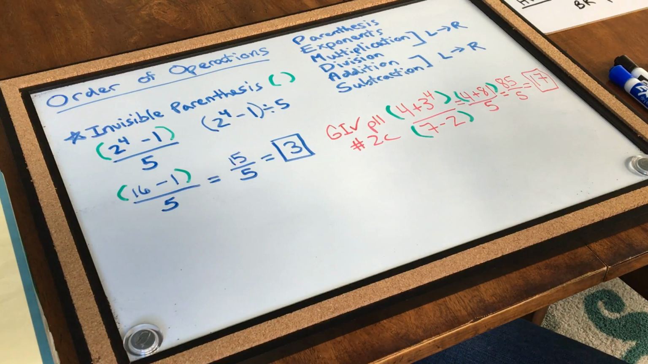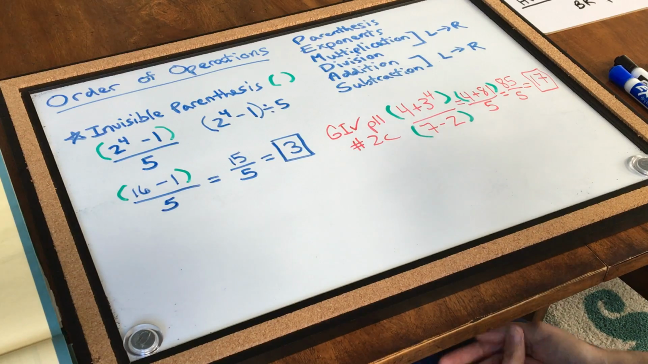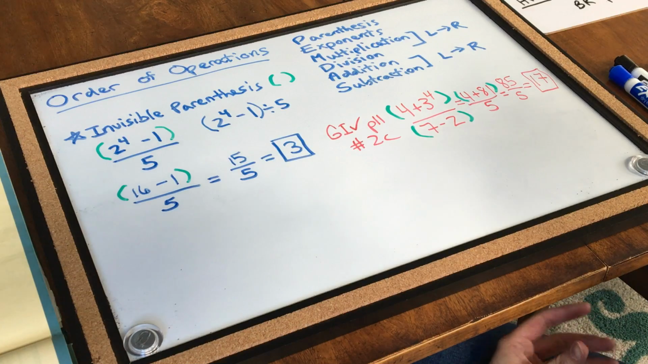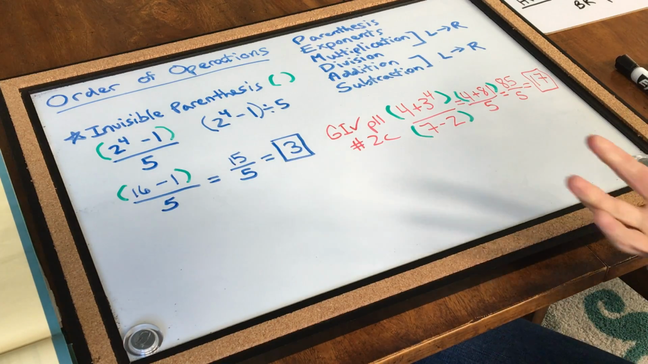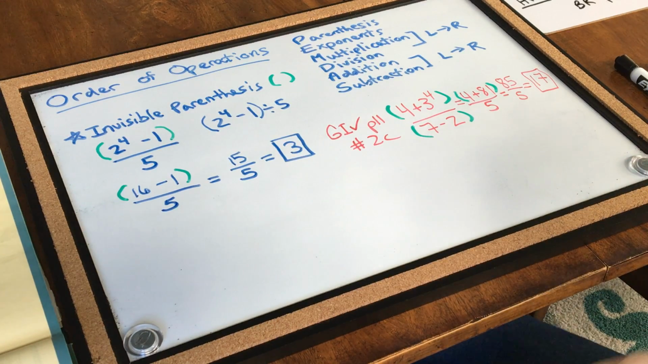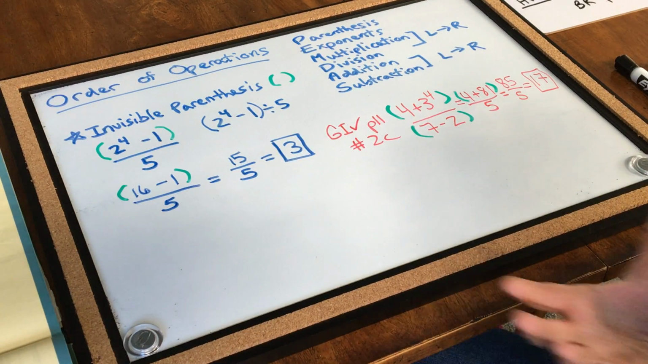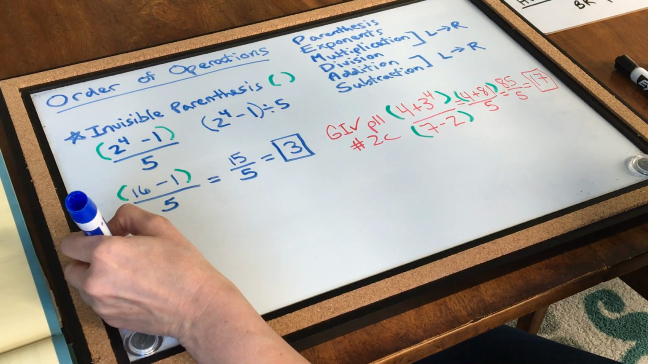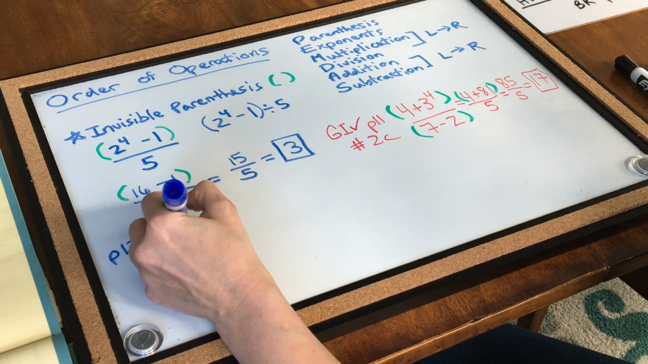All right. So now that we're comfortable with invisible parentheses, let's move on and talk about evaluating expressions. Most of the time in algebra, we're going to be seeing expressions using variables, and we're going to have to plug in values for variables in order to evaluate the expression. Evaluate the expression means finding what its solution is. So let's take a look. Now I'm working on page 12, problem 3.